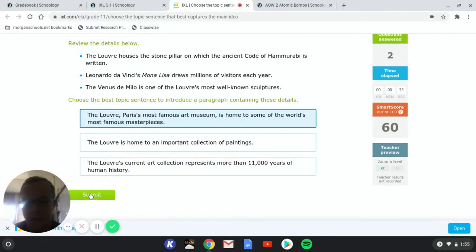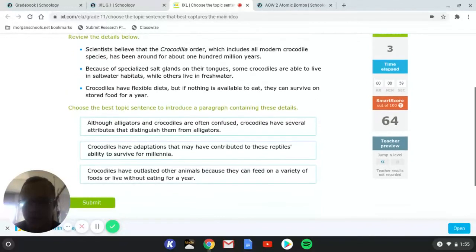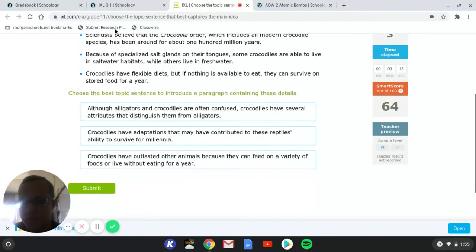But yeah, so let's do one more here. Scientists believe that the Crocodilia order, which includes all modern crocodile species, has been around for about 100 million years. Because of specialized salt glands on their tongues, some crocodiles are able to live in salt water while others live in fresh water. Crocodiles have flexible diets, but if nothing is available to eat, they can survive on stored food for a year. So we've got to figure out which of these topic sentences covers all three of these things.